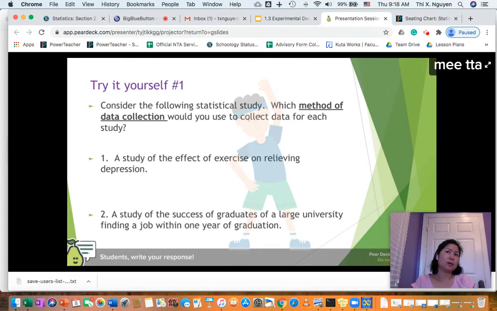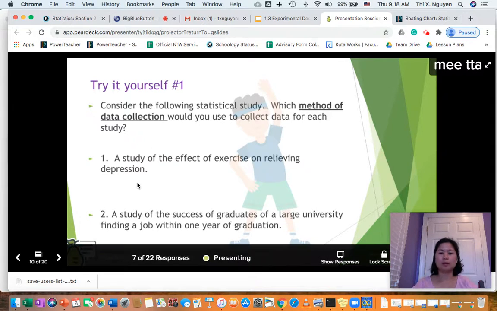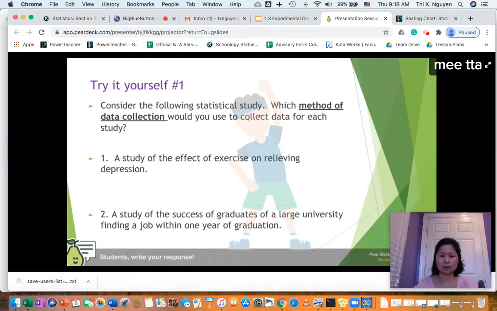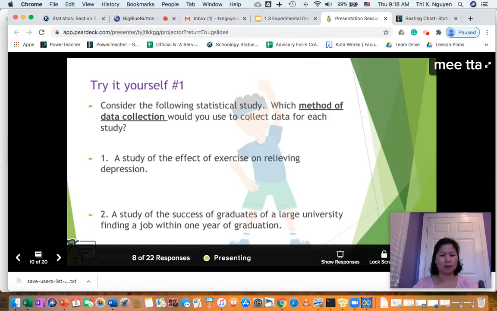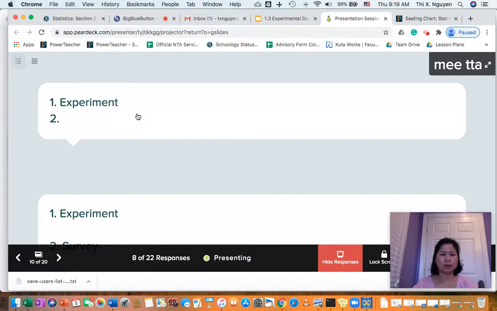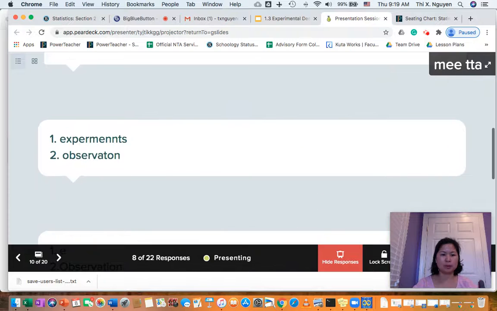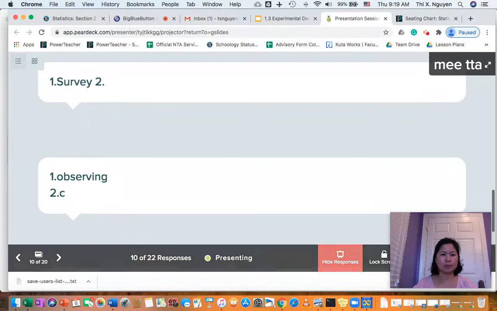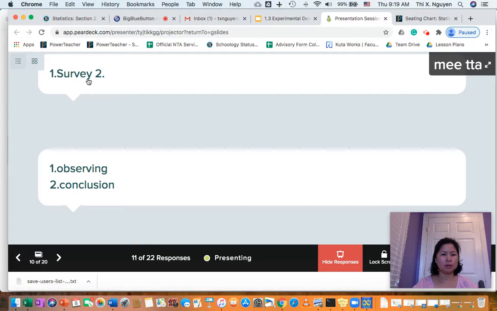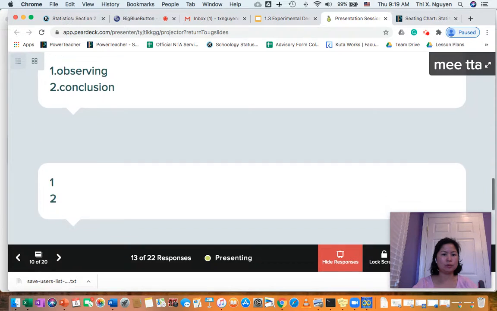Number two is a little bit harder to decide, right? It's really close, but there's two things really close. So let's see what you can say about this. Number one, I think it's a little bit more straightforward than number two. Okay, I have 8 students respond. So let's look at the first experiment. Okay, we have different answers here. Say survey. Number two, observe.